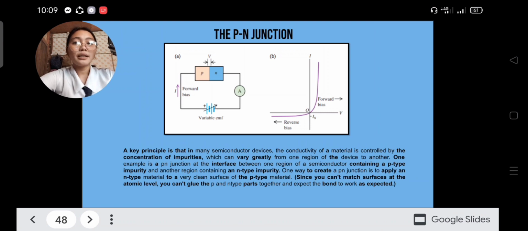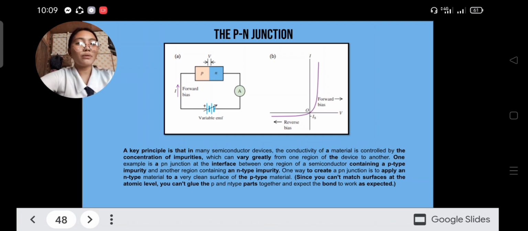So next, a key principle is that in many semiconductor devices, the conductivity of a material is controlled by the concentration of impurities, which can vary greatly from one region of the device to another. One example is a PN junction, at the interface between one region of the semiconductor containing a P-type impurity and another region containing an N-type impurity.